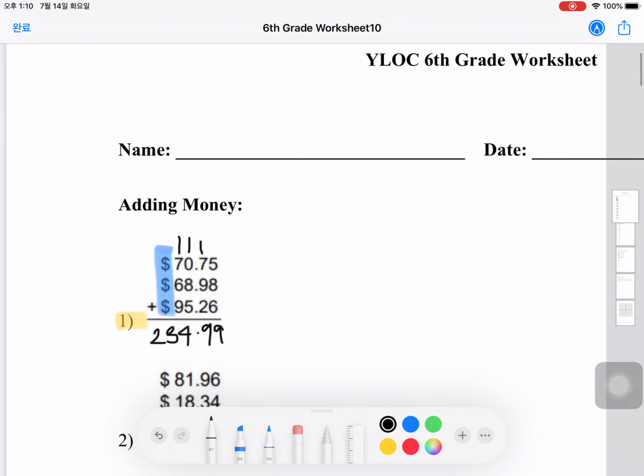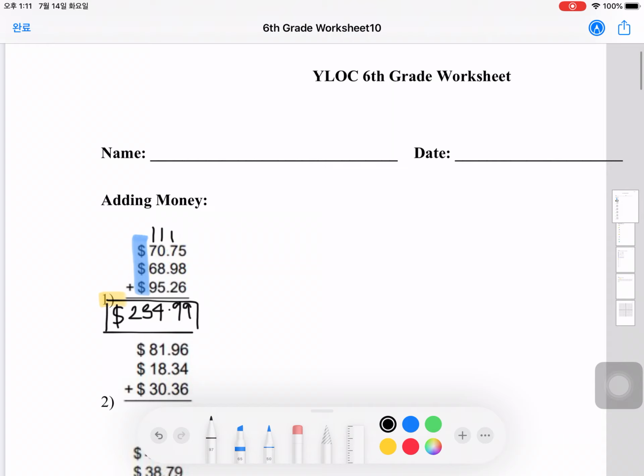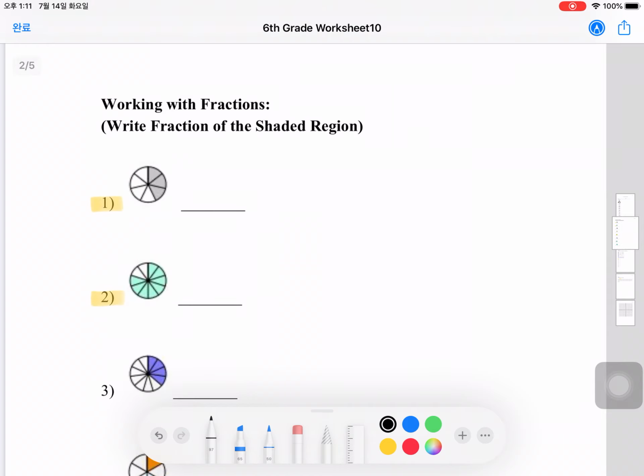23. And now remember to add the dollar sign in front, and this will be your final answer of $234.99. Try the rest on your own, and let's go on to the second section, which is working with fractions. This part could get a little confusing because we are looking at a drawing, so I'm going to do both numbers 1 and 2 with you guys.